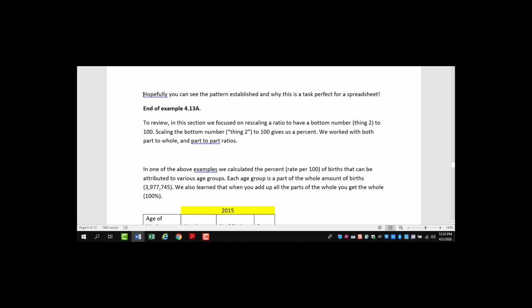This is important here. Hopefully you can see the pattern we established and why the task is perfect for a spreadsheet. We don't want to do all these one at a time. All right, to review, in this section we focused on rescaling the ratio to have the bottom number, thing 2, equal to 100. Scaling the bottom number, thing 2, to 100 gives us a percent. We work with both part to whole and part to part ratios.